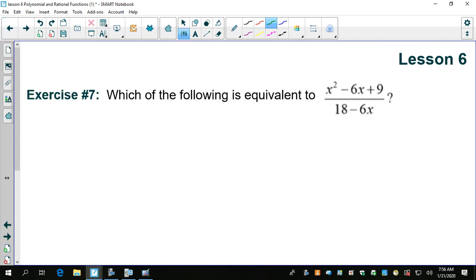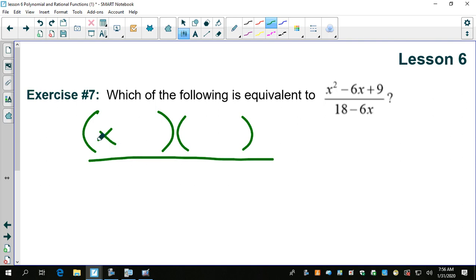All right, guys, let's do this one. x squared minus 6x plus 9. How do we factor that? x and x.